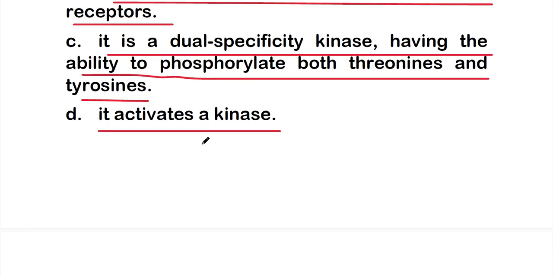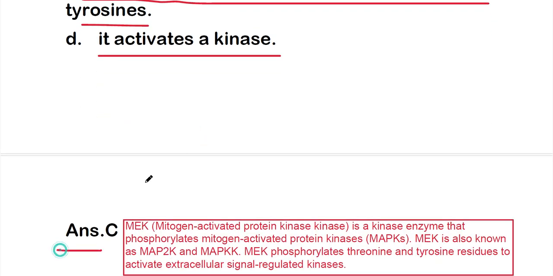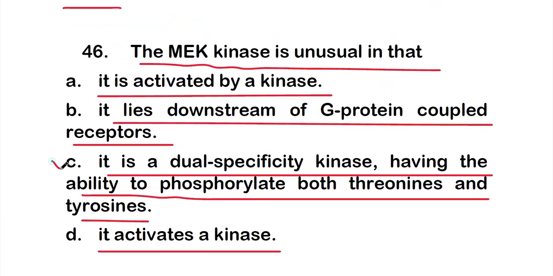So which one is the right one? That is option C. This MEK kinase is unusual in that it is a dual specificity kinase having the ability to phosphorylate both threonines and tyrosines.